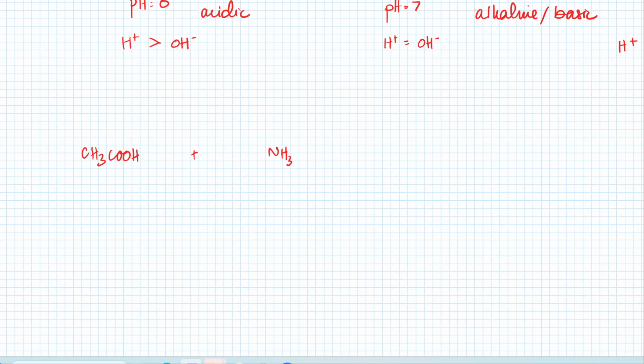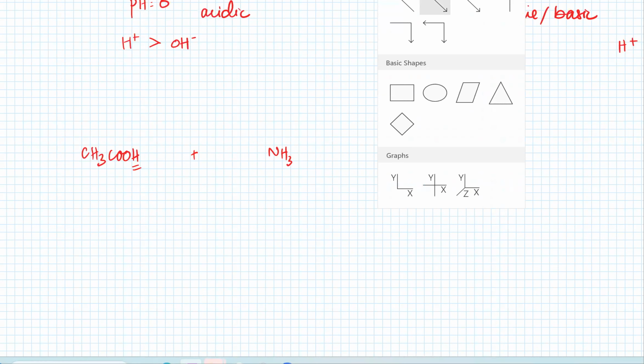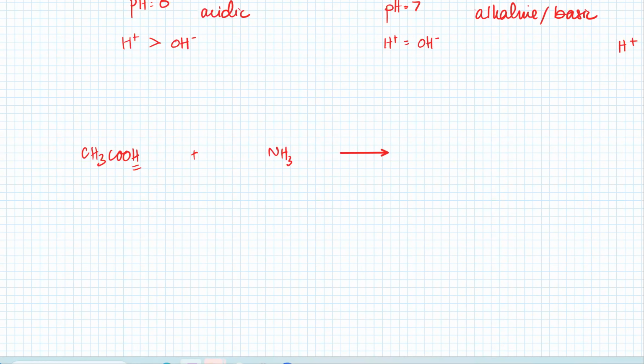Now, the acid is going to lose an H plus ion. So when it loses an H plus ion, what's going to happen to it? It's going to turn into a CH3COO minus ion, right? And what will happen to ammonia? It's going to gain an H plus and become NH4 plus. Is that clear? Yep, it's clear.